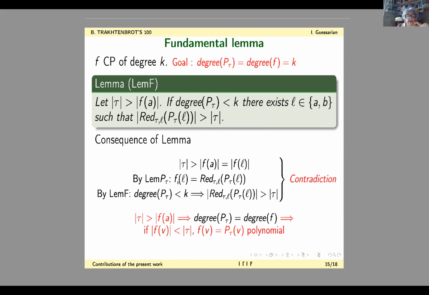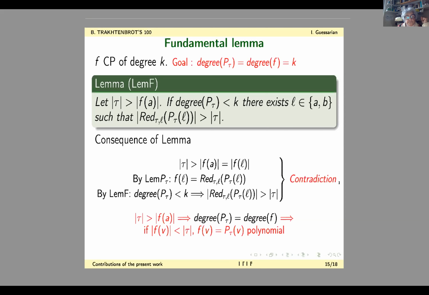By the lemma, p tau, f of L is equal to ret tau L of p tau of L. Now by the lemma which is just here, if tau is longer than f of a and the degree of p tau is less than k, ret tau L of p tau of L is larger than tau. So we have tau larger than f of L, which equals this, strictly larger than tau, a contradiction.